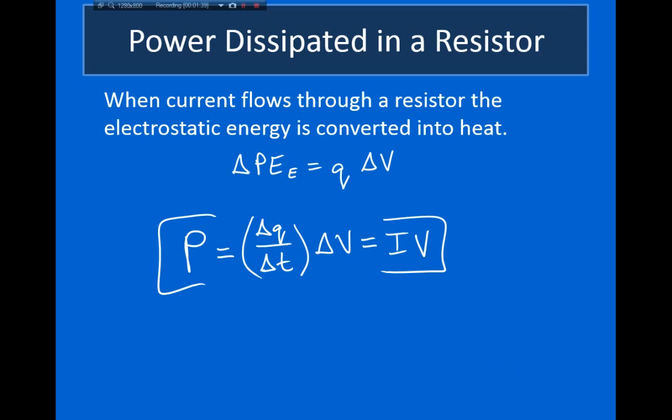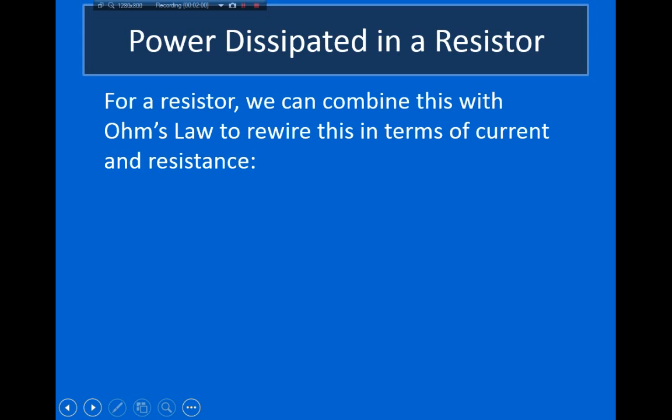Now, one thing I should point out about this equation before moving on is that this equation always holds. It doesn't matter if we're dealing with resistors or some other circuit element, and it doesn't matter if the current's constant or the voltage is being held constant. We can always use this formula to calculate the power that's being lost in a circuit element. However, if we're dealing with a resistor, we can go a little bit further.